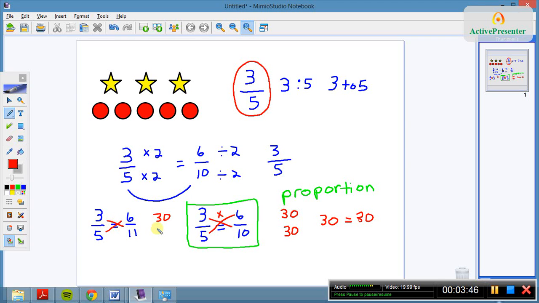3 times 11, however, is not equal to 30. It's equal to 33. 30 and 33 are not equal. So we put a slash through that to say 30 is not equal to 33. And these then are not proportions. They are not proportional. And that is helpful to know for everything we're going to do in the future. We solve all kinds of problems with proportions.